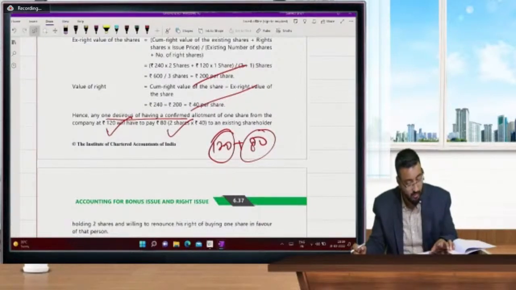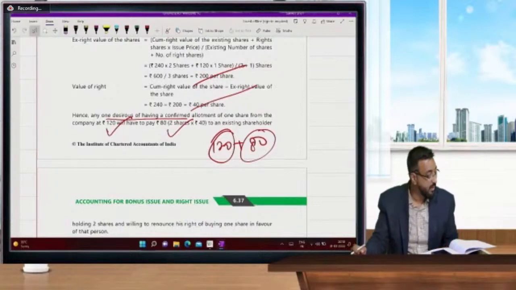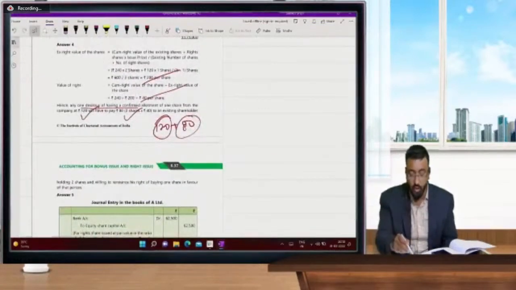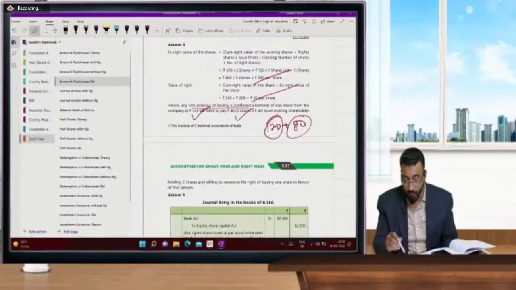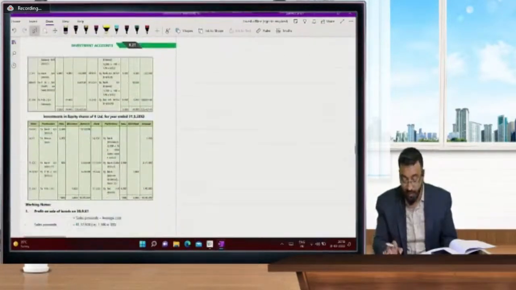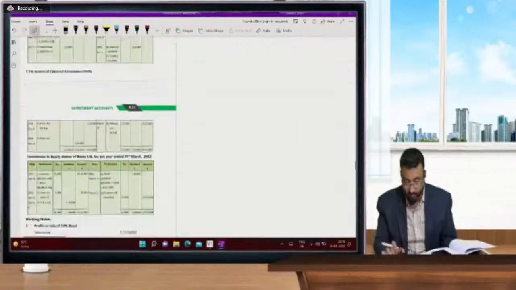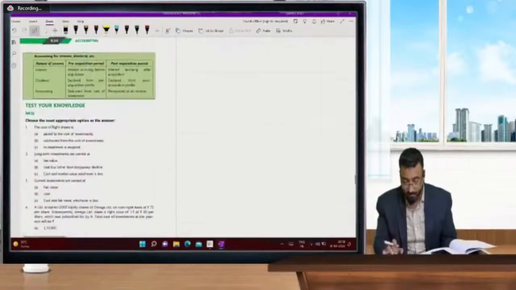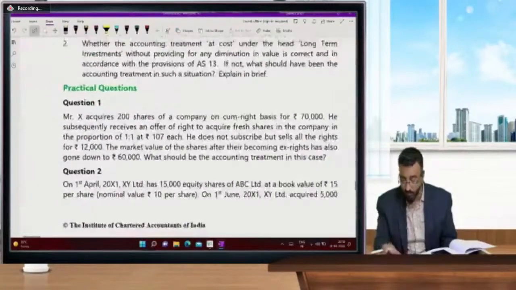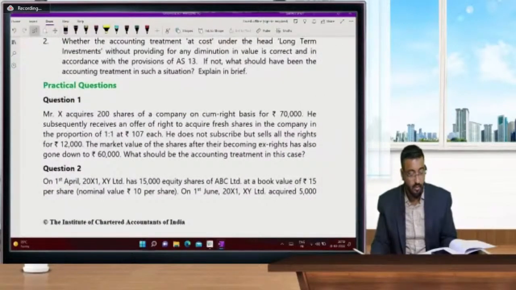ओके. यस, ओवर बेटा. हाँ, now again move to one more concept of the last part of the investment chapter, TYK 1. TYK 1. Very, very important.